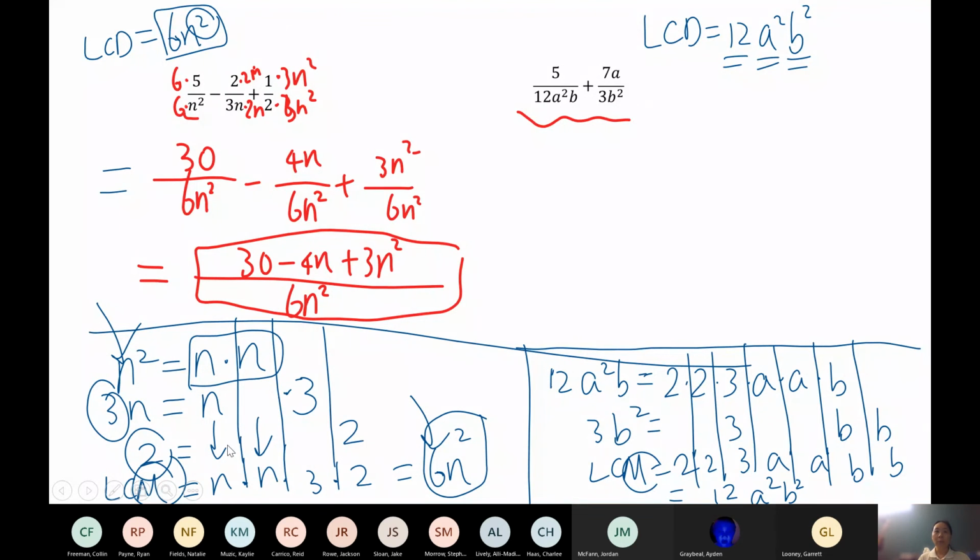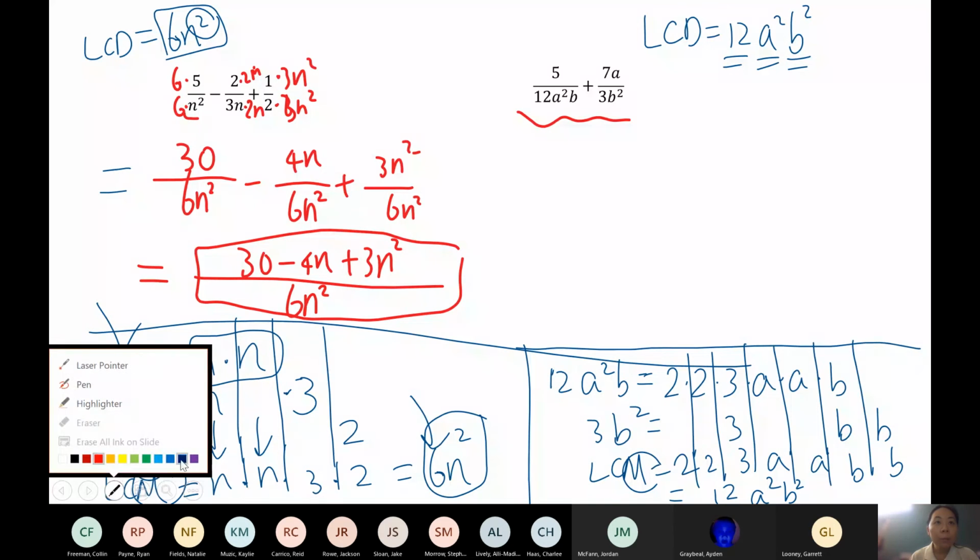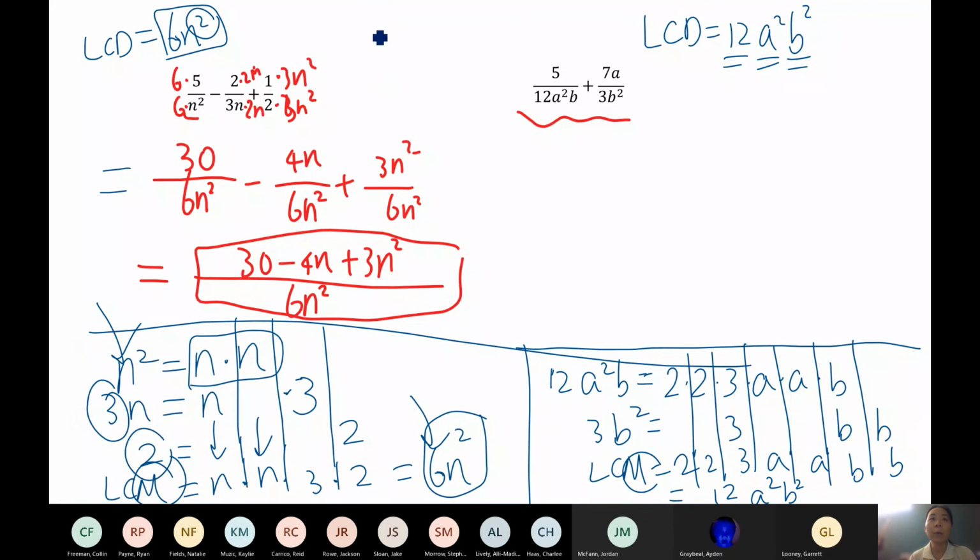But you can see this process might take a little bit of time. The quick way is to just look at the denominators. I'm going to write them down here: n squared, 3n, and 2. First you look at the numbers and find the least common multiple of 3 and 2. I think most of us can see it's 6: 3 goes into 6, 2 goes into 6. Then look at the variables, n squared and n.